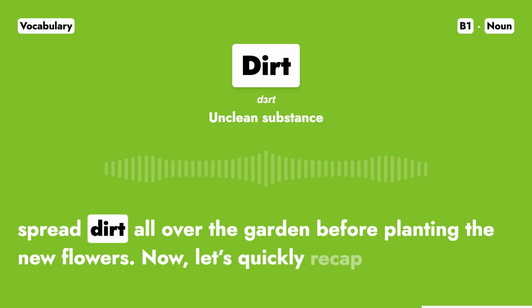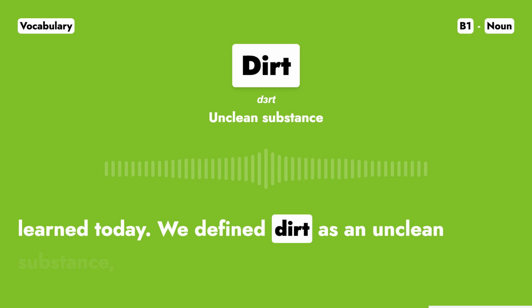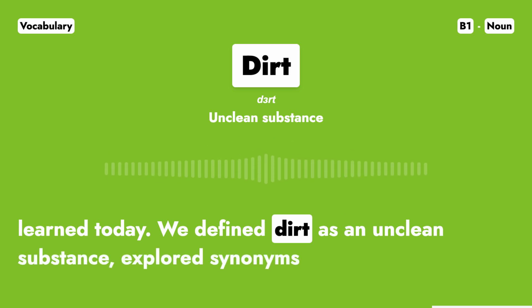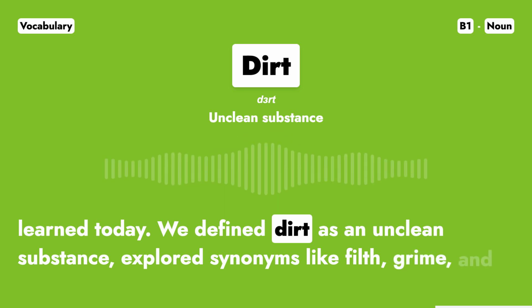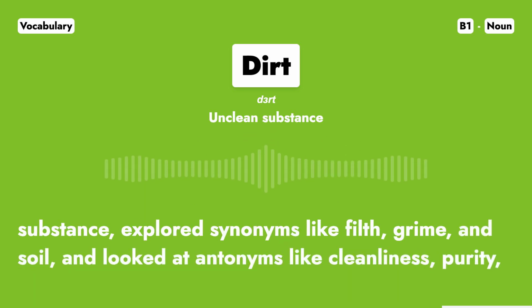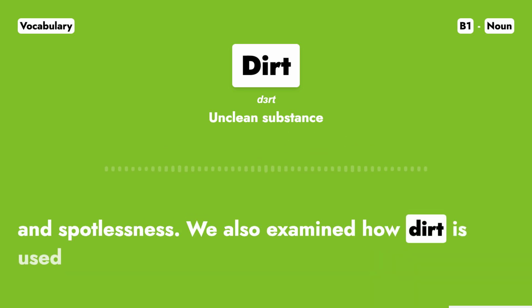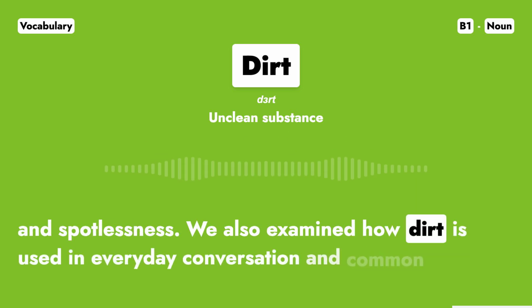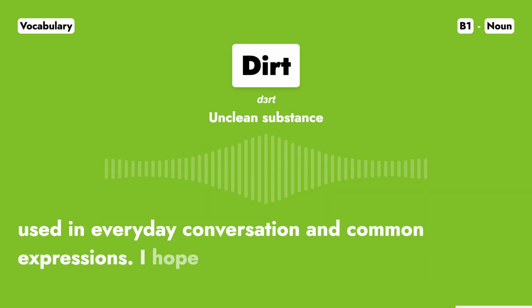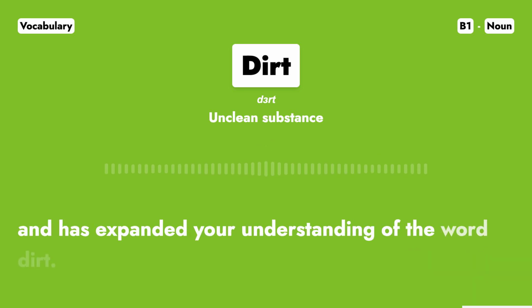Now, let's quickly recap what we've learned today. We defined dirt as an unclean substance, explored synonyms like filth, grime, and soil, and looked at antonyms like cleanliness, purity, and spotlessness. We also examined how dirt is used in everyday conversation and common expressions. I hope this episode has been helpful and has expanded your understanding of the word dirt.